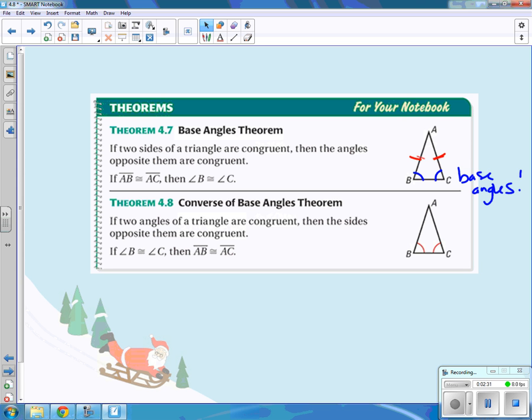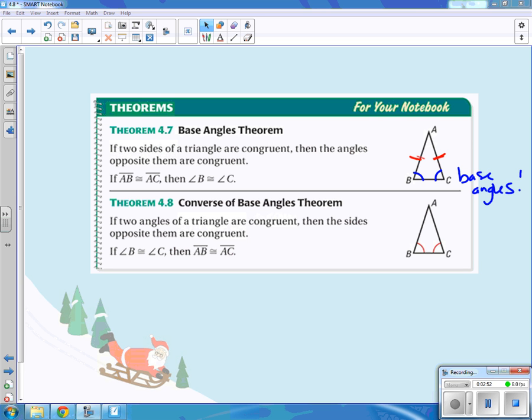All right, so theorem 4.8 is actually just the converse of theorem 4.7. In this, if we have two angles of a triangle that are congruent, then the sides opposite them are congruent. So we're really just going in reverse. You'll notice in the diagram to the right that the angles B and C are marked congruent.